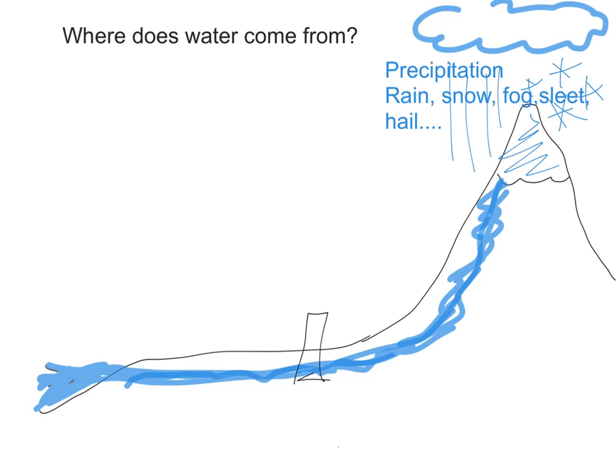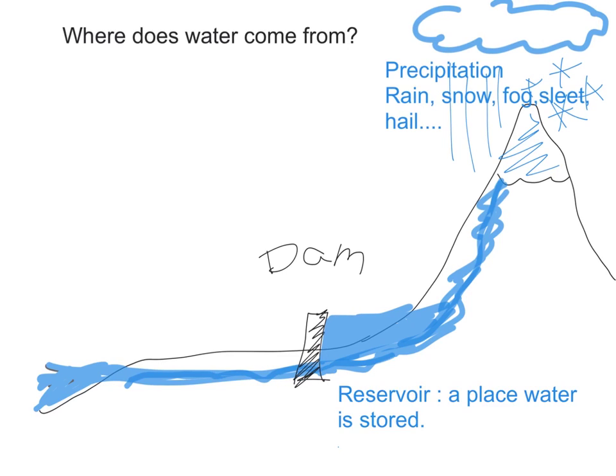We're actually going to block off this area here with a dam. That, in turn, makes it so that the water gets stored and builds up in here. Now, the dam itself is what blocks the water. The area behind it is called a reservoir. So we have this reservoir, which is a place where water is stored. Basically, it's like a man-made lake in a way.